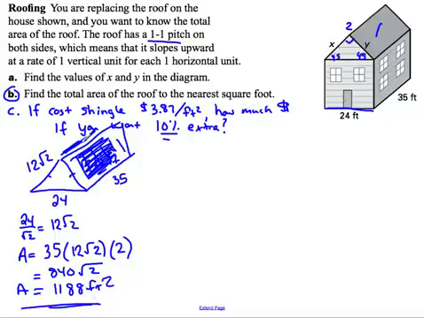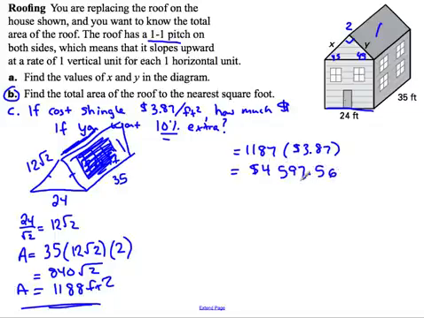I extended this problem with part C and said, let's multiply this 1187 times $3.87. Let's just see what the bill would be if we don't want any extra. In my calculator, that looks like $4,597.56.